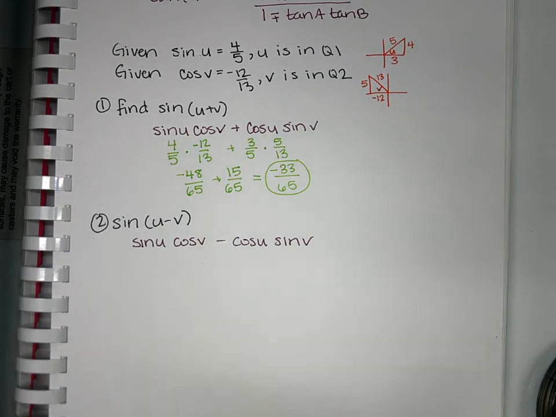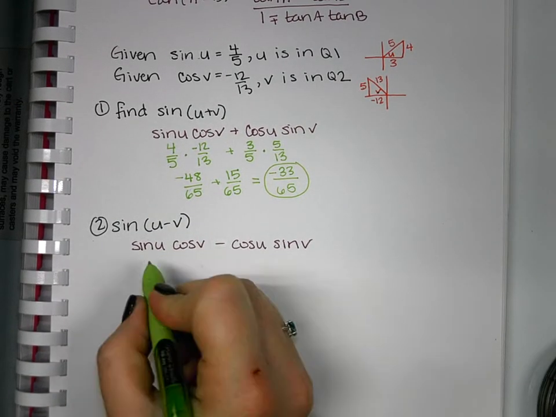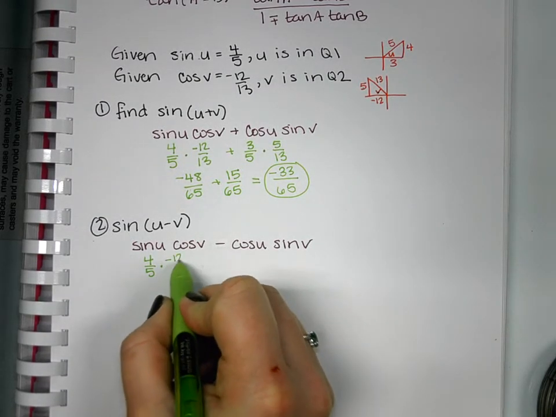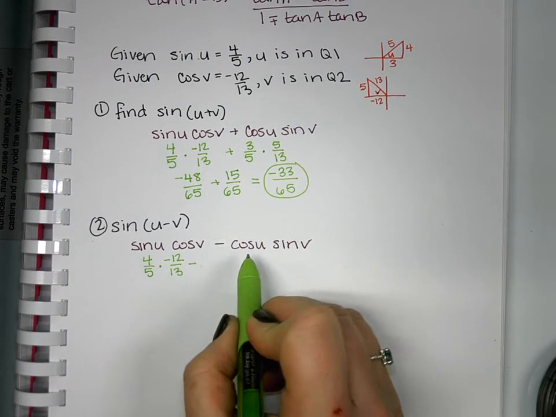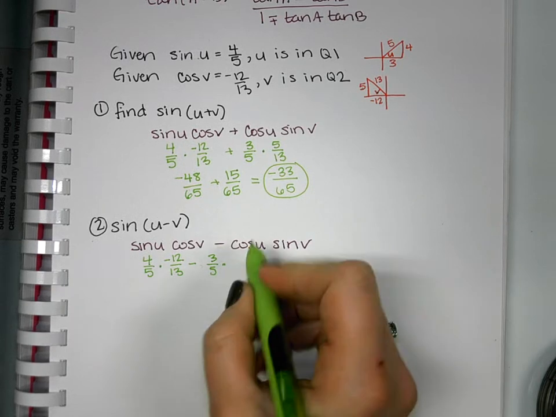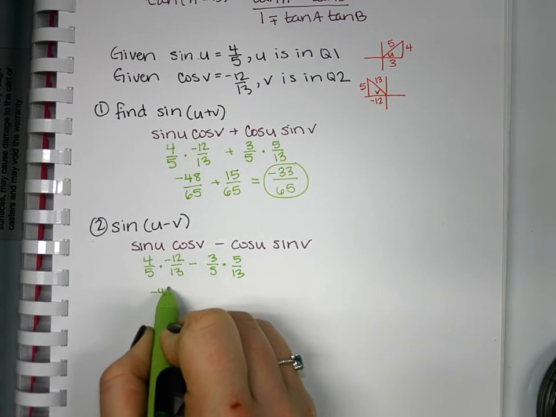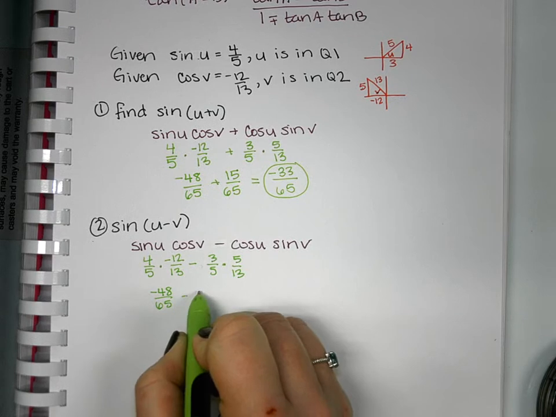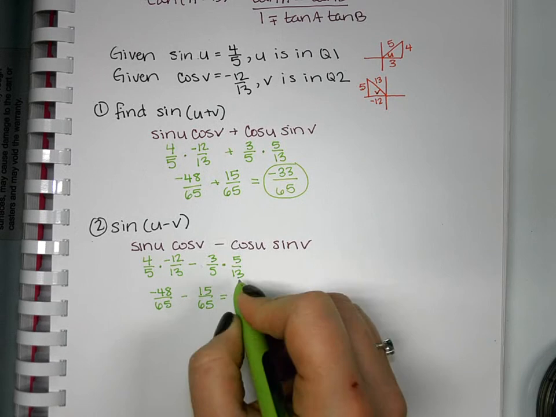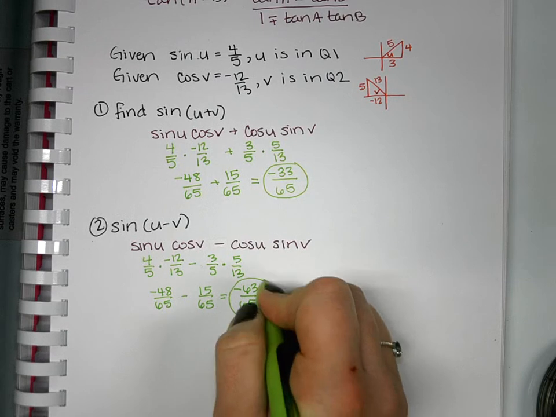So we already have our triangles drawn, so now we just need to read off of our triangles each one. So sine of u is 4 over 5, cosine of v is negative 12 over 13, minus cosine of u was 3 over 5, and sine of v was 5 over 13. Multiply, we get negative 48 over 65 minus 15 over 65. So negative 48 minus 15, we get negative 63 over 65, and that would be your final answer.